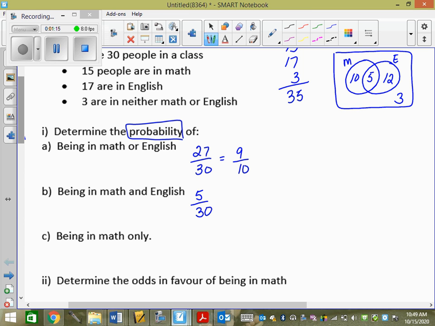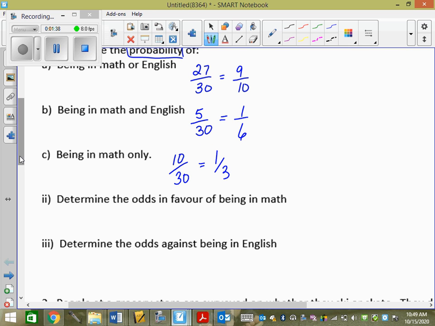Okay. So 5 out of 30 reduces to 1 out of 6. Wait, how did that reduce to 1 out of 6? Take a 5 out of both. Being in math only: 10 out of 30. 30 is a third. 1/3.